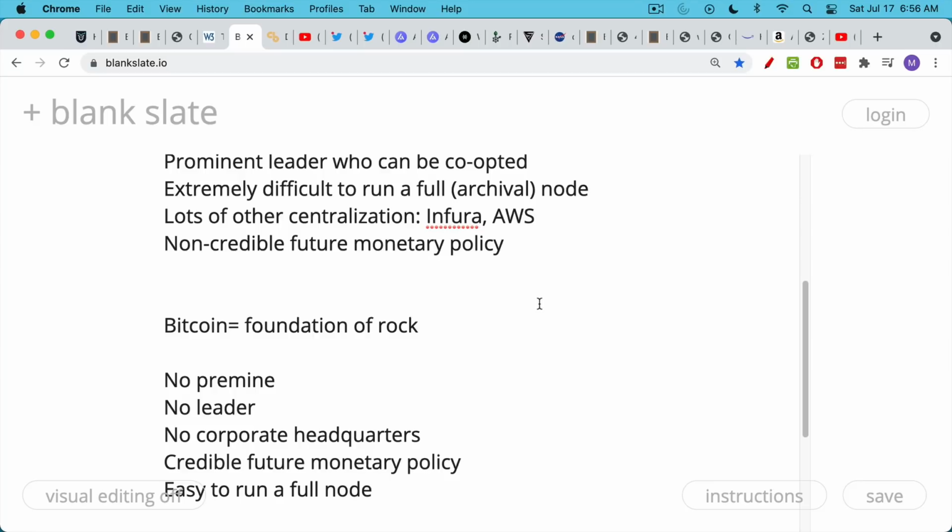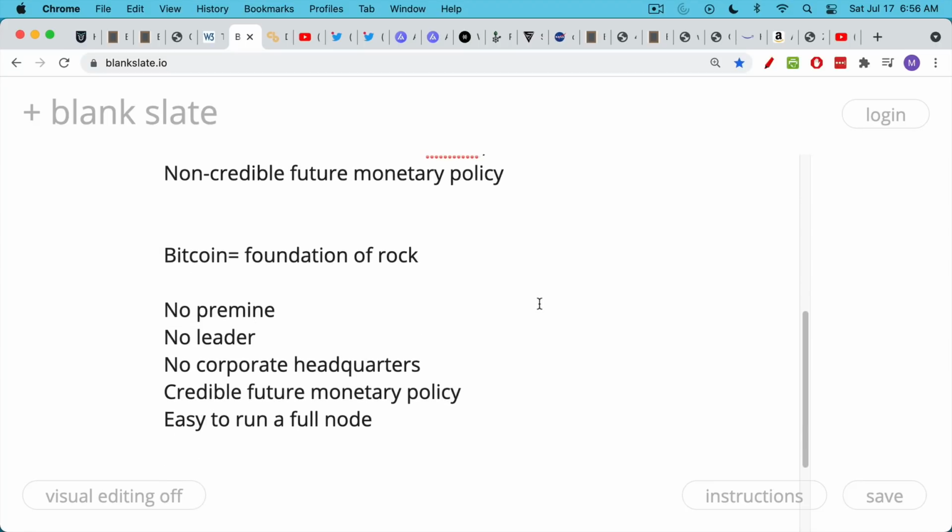Bitcoin: no pre-mine, no leader, no corporate headquarters. There's no one to sue, as in the case of Ripple, XRP, Cardano, or Ethereum, where you have headquarters, foundations, and prominent leaders that you can sue. Bitcoin has a very credible monetary policy because it's done the same thing for the last 11 years. We know approximately when the last Bitcoin will be mined, and we know when all the halvings will be. There haven't been any changes to the monetary policy. Also, it's very easy and very cheap to run a full node. You can run it on an old laptop, which means you have much more decentralization. You don't have to let Infura run your full node for you.